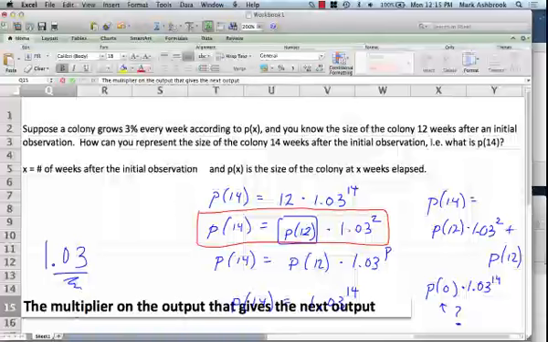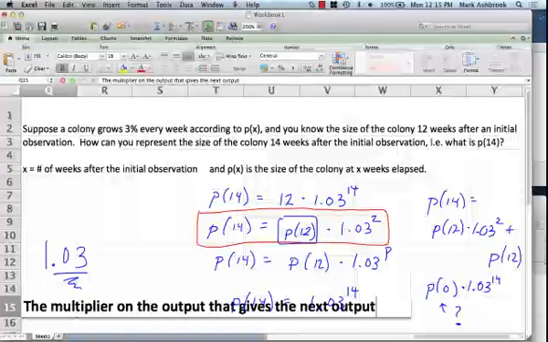Question? With the third one, instead of P and B... Well, P is the name of the function. So P of 12 times 1.03 to the change in x. Well, yeah, we know it's 2. Yeah, that's okay.